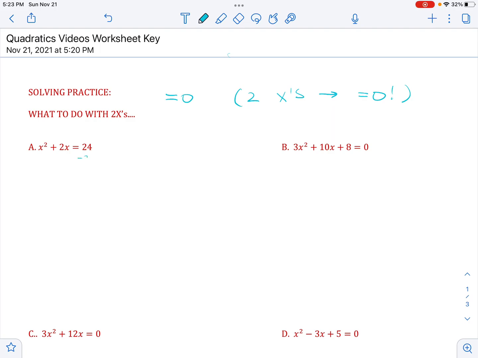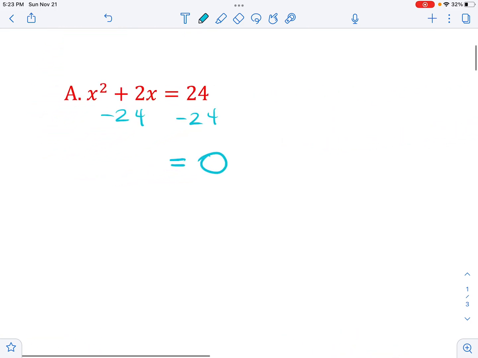So I'm going to take away 24 from both sides. Naturally, when I take away 24 from this side, it leaves me 0. And there are no like terms to combine there. So I just basically have a negative 24 at the back.